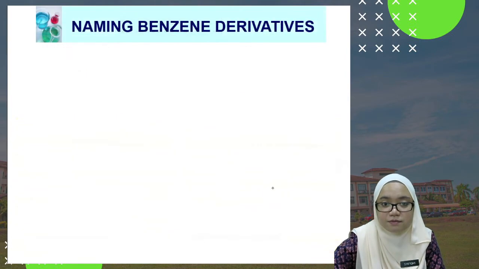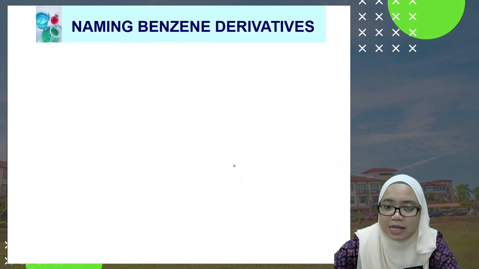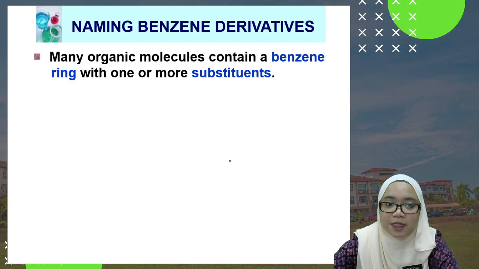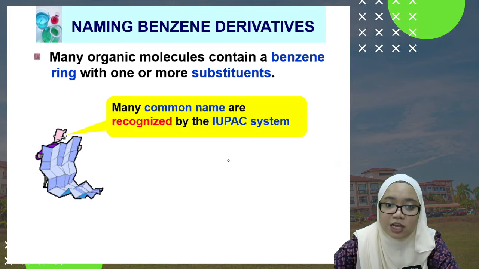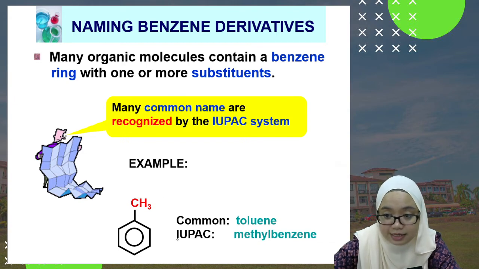Okay. So now we are going to look into how we can name benzene derivatives. Many organic molecules contain a benzene ring with one or more substituents, and many common names are recognized by the IUPAC system. So for example here, the common name is toluene, and the IUPAC name is methylbenzene, because this is its substituent and the parent is benzene.